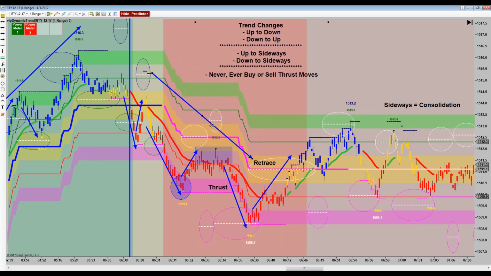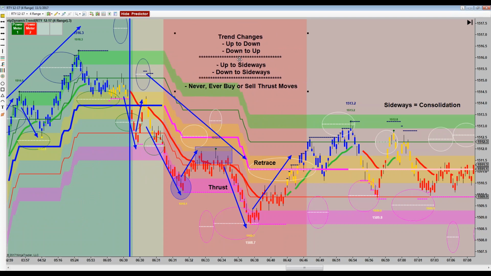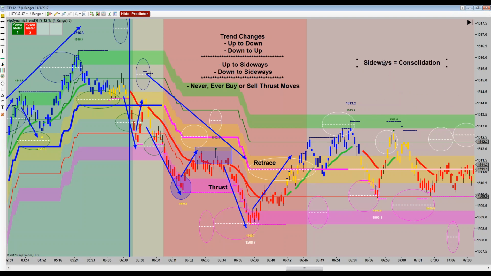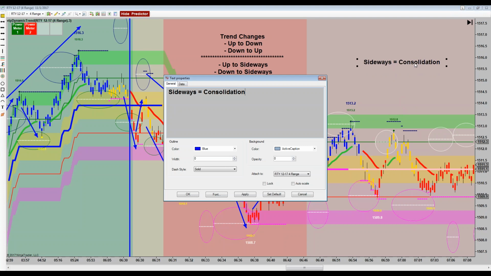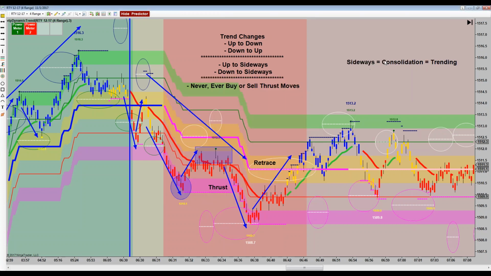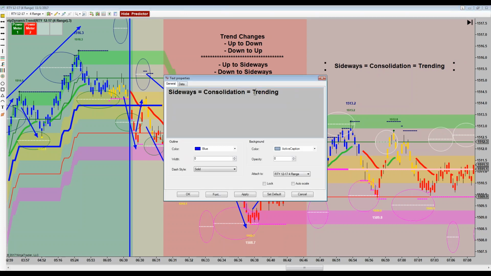When a market is in a sideways position, are we considered any longer to be trending? When we say sideways consolidation, does this equal the term? If I could put on here, let's do one more. I could type in here trending, right? Sideways consolidation equals trending. That makes total sense, right? No. Sideways consolidation means that there is no trend. That's what that means. There is no trend.